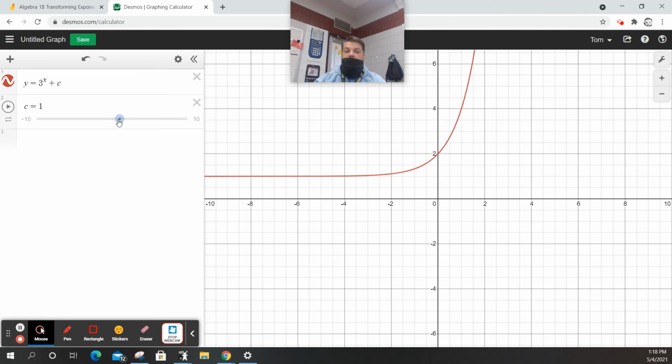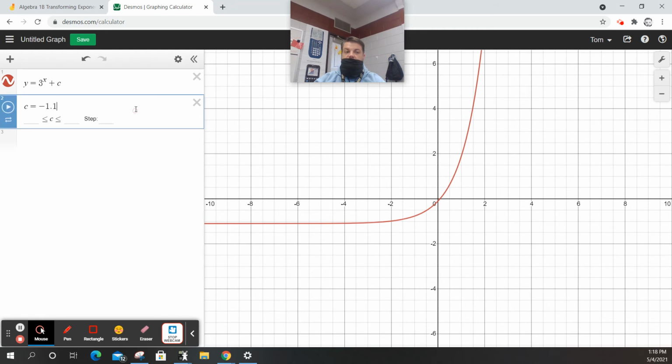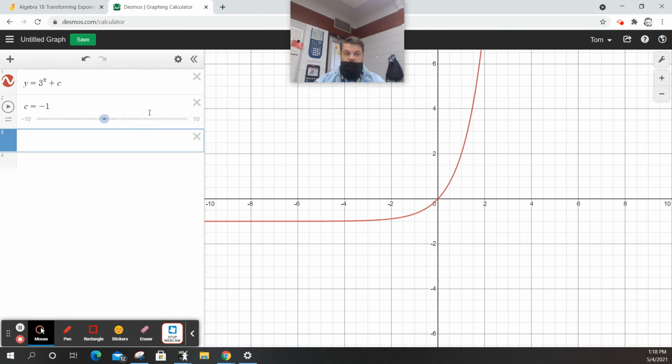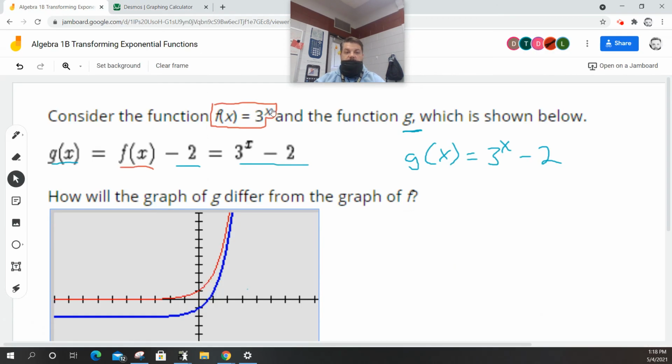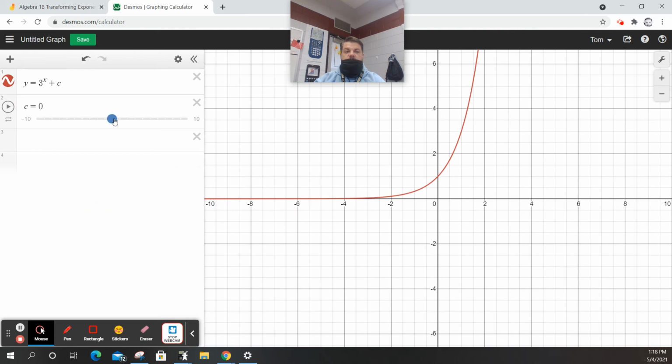And so when that is equal to 0, I'm going to do one more thing. I'm going to click on this one more time, and I'm going to make my step just 1. That means it's going to count by 1. So when I make C equal 0, that's like saying 3 to the x plus 0, which is our original function, 3 to the x, right? Now, when I change that, watch what happens as I drag this towards -2.